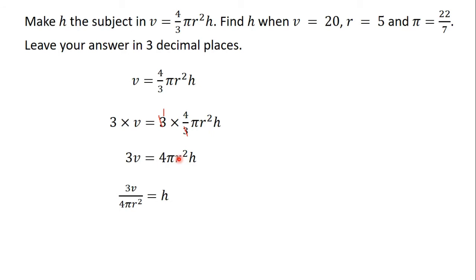So you divide both sides by 4, pi, and r squared. When you divide the right hand side here by 4, pi, and r squared, it's going to cancel this, so you have h. You divide the left hand side by 4, pi, and r squared. You're going to get 3v over 4 pi r squared. So you've changed the subject of the equation from v to h. So h is equal to 3v over 4 pi r squared. Let's move on to the second part of our question.